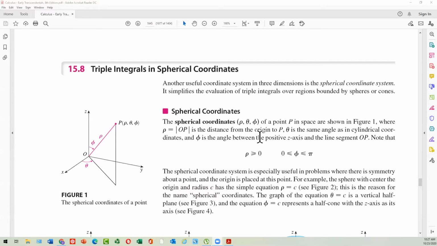So when you are looking at spherical polar, there are going to be three variables. The first one is theta, the second one is phi, and the last one is rho.